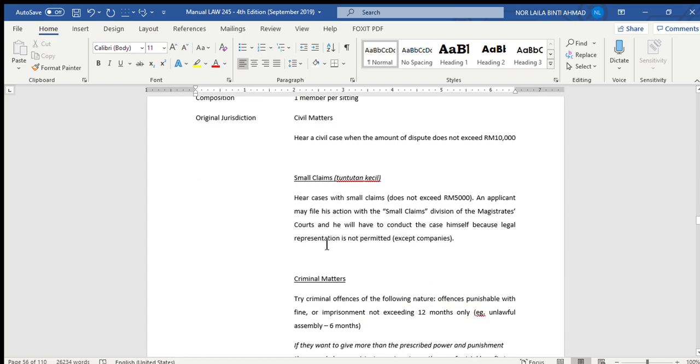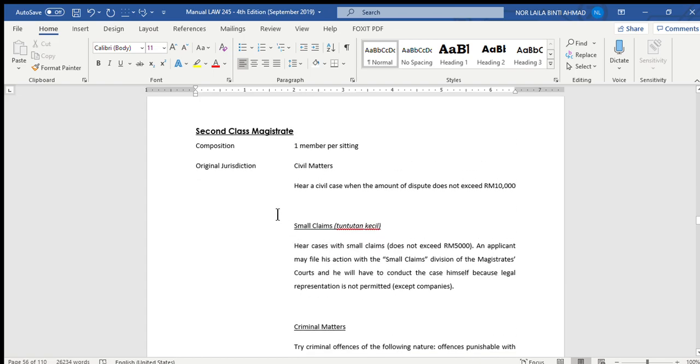In a second-class magistrate court, there is a small claims division, or sometimes we call it a small claims court, to hear cases where the claim does not exceed 5,000 ringgit. An applicant may file his action with the small claims division of the magistrate courts, and he will have to conduct the case himself because legal representation is not permitted. So you cannot bring a lawyer when you make a small claim in a second-class magistrate court.